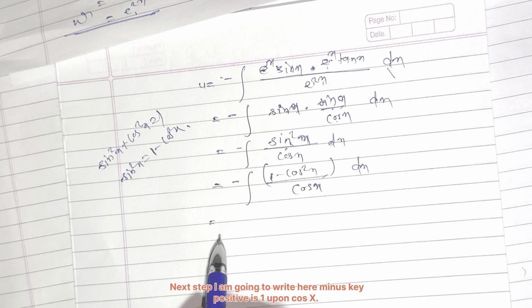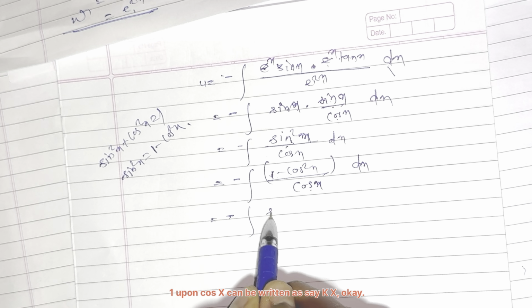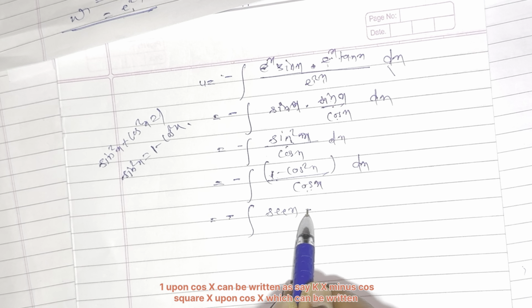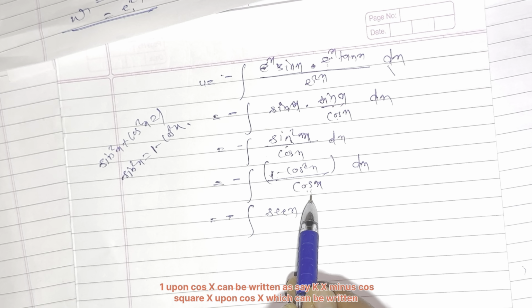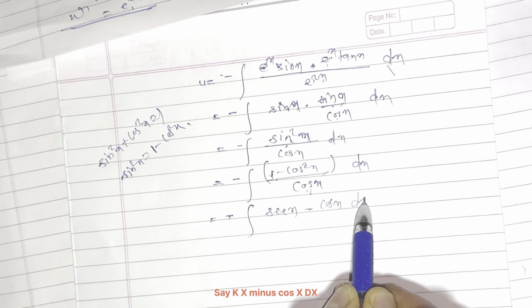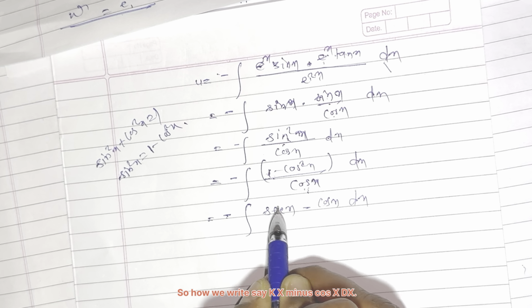So next step I'm going to write here minus, keep as it is, 1 upon cos x. 1 upon cos x can be written as sec x, minus cos square x upon cos x, which can be written as only cos x. So we have sec x minus cos x dx, and we have to take the integration of that term further.